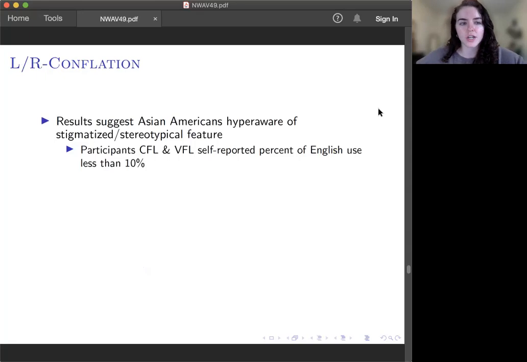For LR conflation, results suggest that Asian Americans are hyper aware of stigmatized and stereotypical features, since none of them produced this feature. This is particularly interesting considering that participants CFL and VFL self-reported the percent of English use at less than 10%, especially when you consider that Vietnamese and Korean do not have LR contrasts. So we would expect at least some vocalization from those speakers.